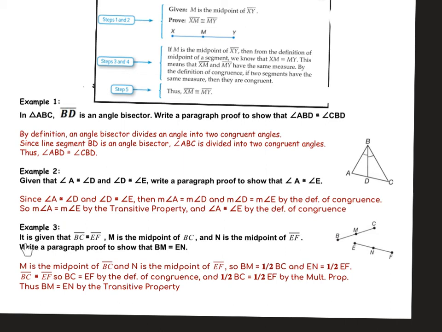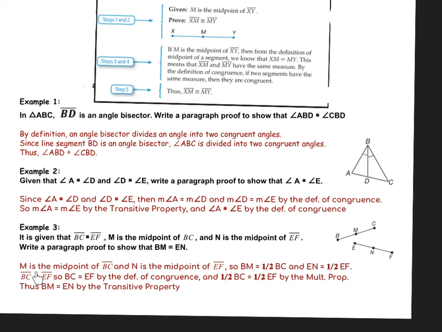So example 3, it is given that line BC is congruent to line EF. M is a midpoint of BC, and N is a midpoint of EF. Write a paragraph proof that shows that BM is equal to EN. So what this is saying is that these two lines are congruent. M is the midpoint of this one, and N is the midpoint of this one. You're trying to prove that BM, this first half, is the same as this one, EN.